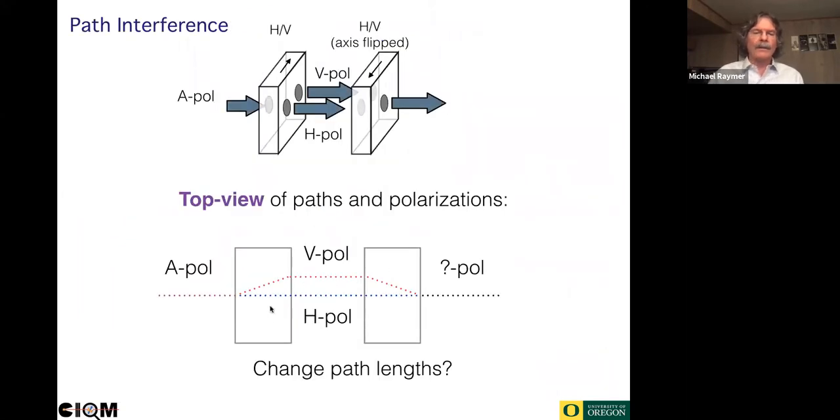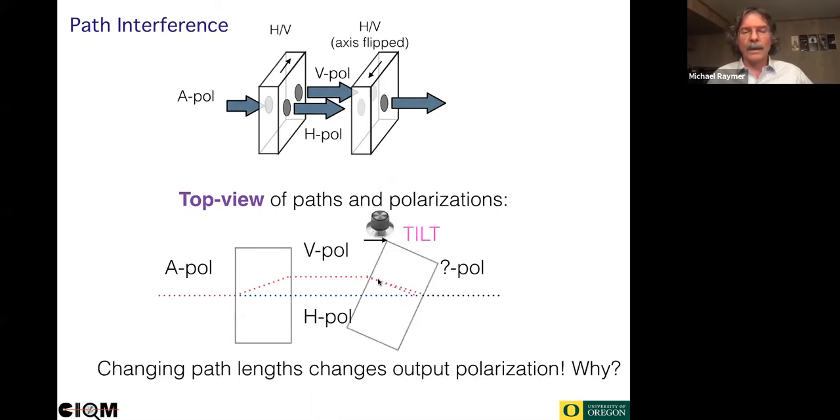Now we reduce the picture even further. If we're looking down on the setup from the top, we see these two crystals. We see a pole goes in and it gets split into two separated beams, as calcites like to do. And then when it goes through this flipped crystal, they get recombined. And the polarization of this output beam could be either A or D or something in between. And it depends on the phase difference, which I'm going to show now.